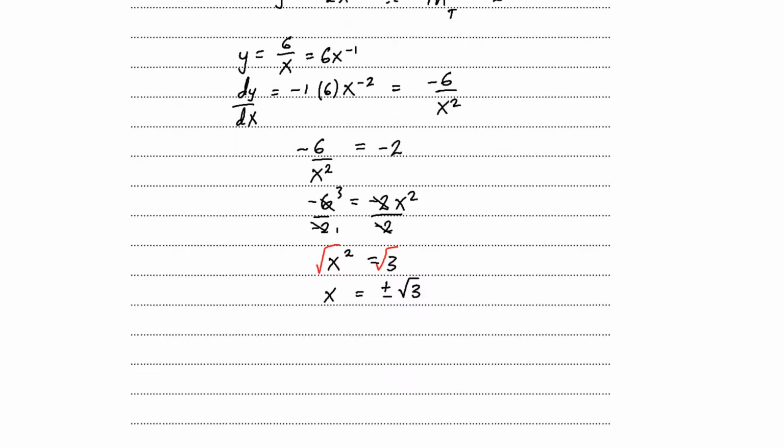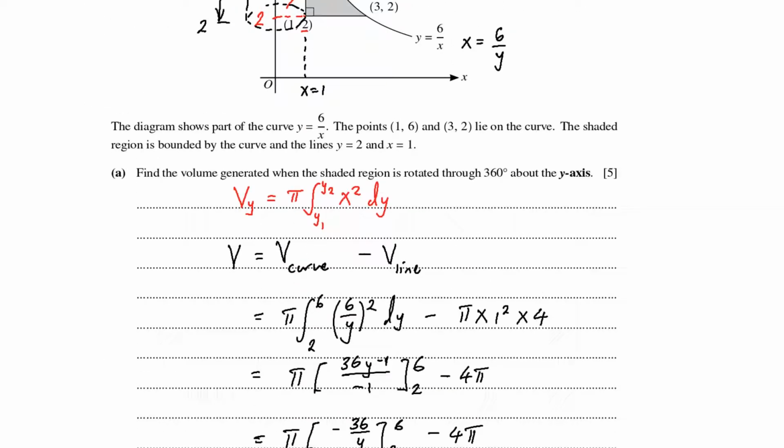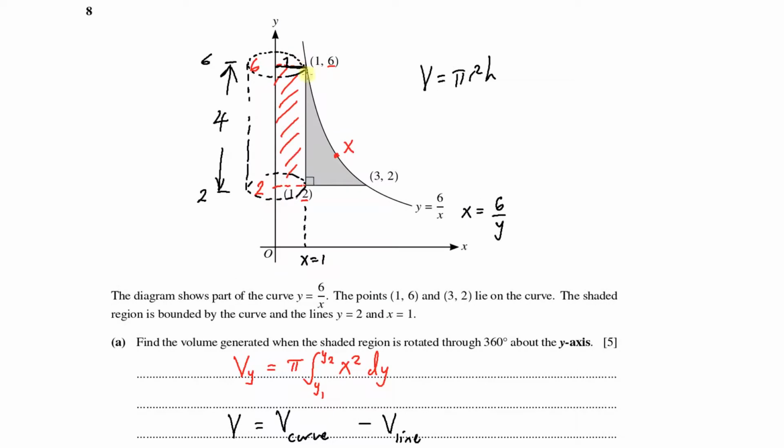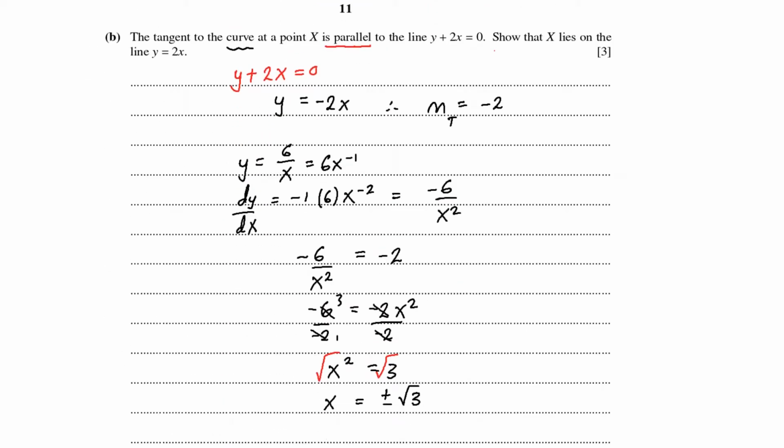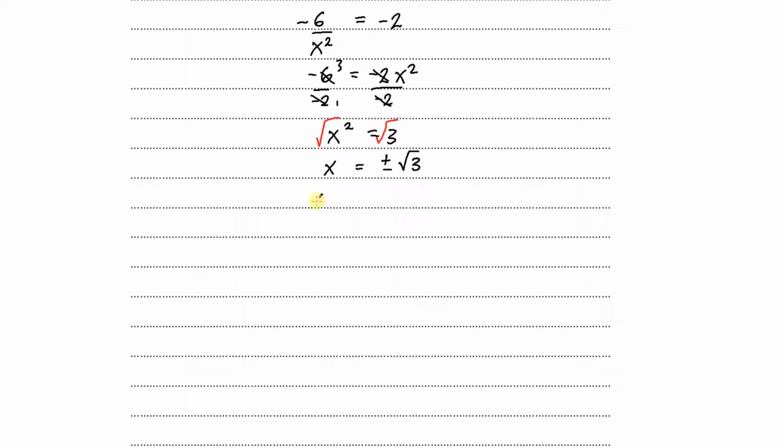But we know that if we go to the graph, you can see that the graph is on the positive side of the axis, so x should take a positive value. So from plus or minus root 3, we'll therefore take x to be positive root 3.